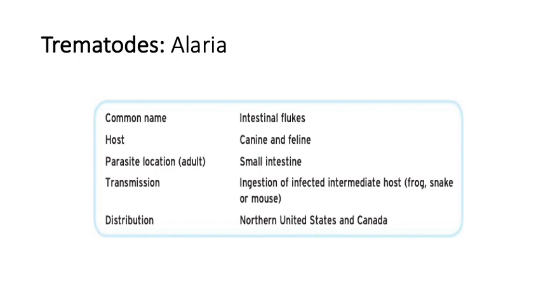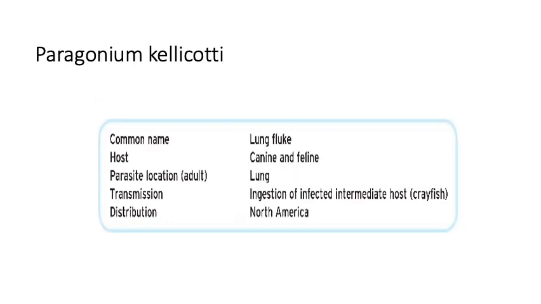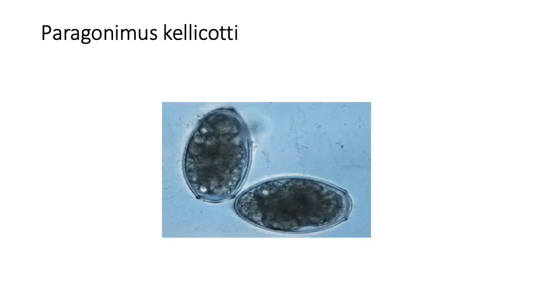Next are the trematodes, or the flukes. First member are the Alaria species. Another important member is Paragonimus kellicotti. The eggs of trematodes are characterized by the presence of operculum.